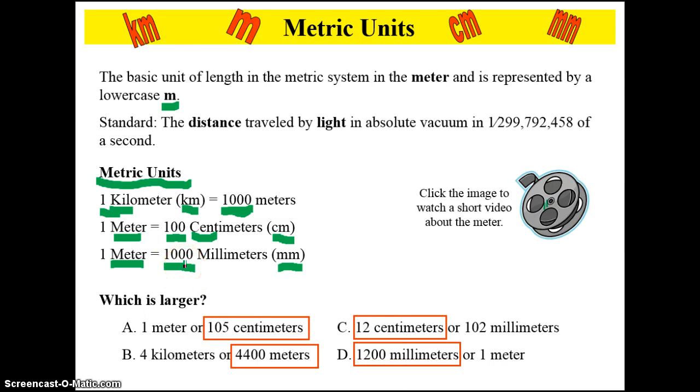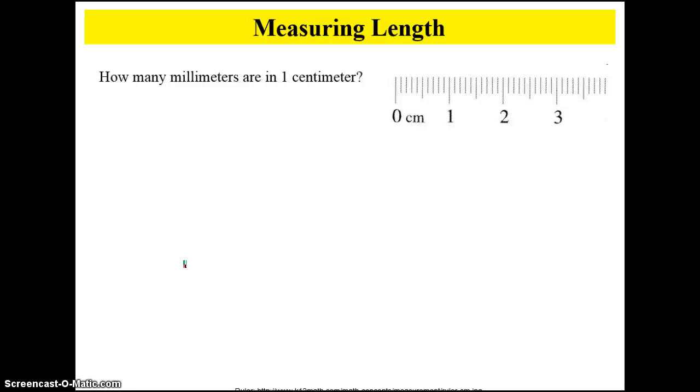Okay, so hopefully you're filling this in on your worksheet as you go. So how many millimeters are in a centimeter? This is your typical blown up version of a metric ruler. So here's 1 centimeter, and if you count all those little lines between the 0 and the 1, you will count 10 millimeters. 1, 2, 3, 4, 5, 6, 7, 8, 9, 10. So there are 10 millimeters in a centimeter.